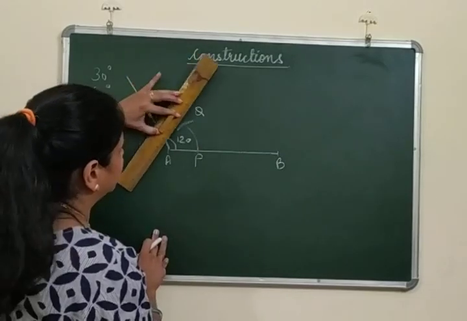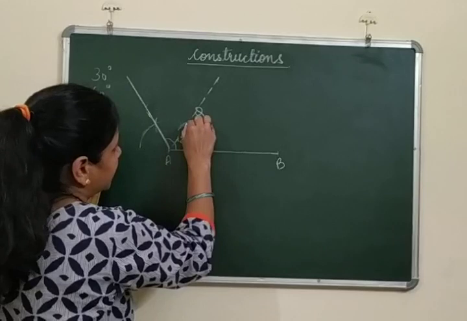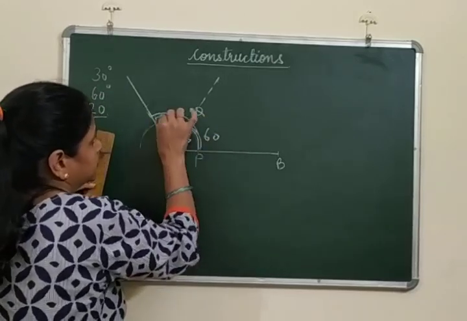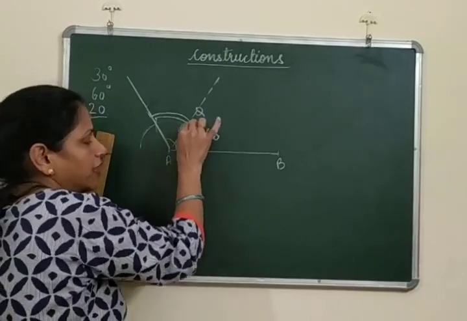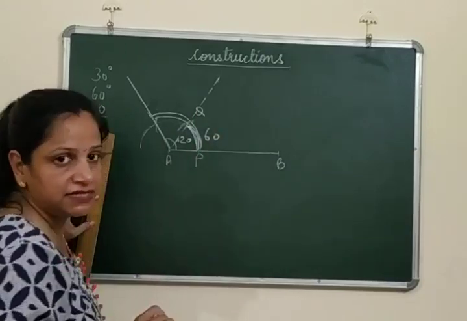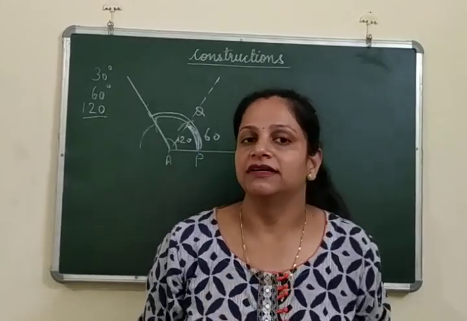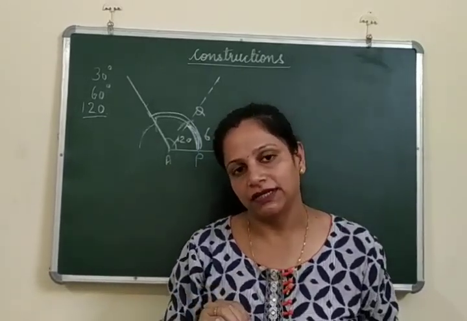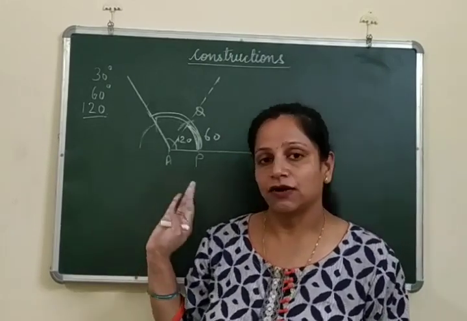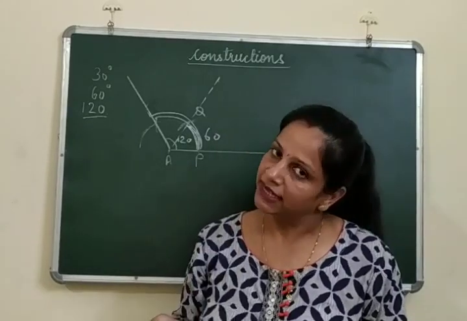And if we join AQ like this, then this angle will be 60 degree. This complete angle is 120 degree. The smaller angle is 60 degree. And if we take the half of this too, then we can get 30 degree. So I hope all these three angles, 30, 60 and 120, you are now able to construct. Okay, so practice how all these angles can be made. Then we will be proceeding to the next angles.